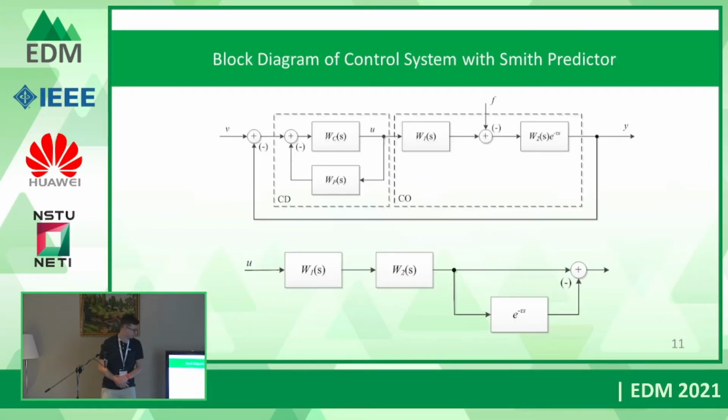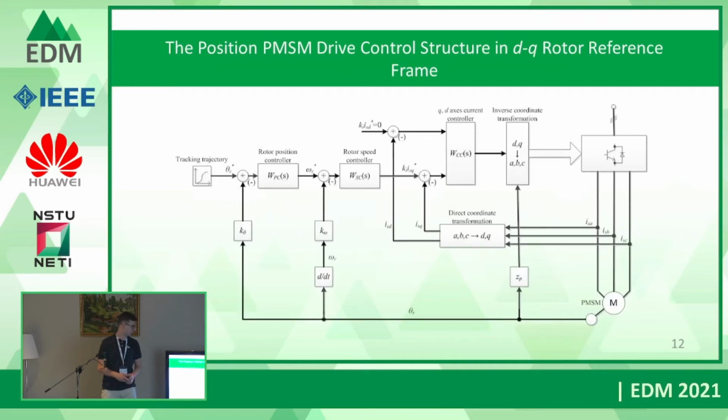Here are block diagrams of the control system with the Smith predictor and the Smith predictor block diagram itself. Here's a classical three-loop control system of PMSM with an inner current loop, a speed loop, and an outer position loop. Also, it should be mentioned that only the inner rotor speed loop has been modified with the presented control device.